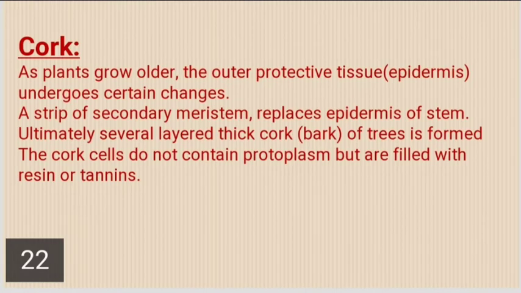Second type of protective tissue in plant is cork. As plants grow older, the outer protective tissue, that is epidermis, undergoes certain changes. A strip of secondary meristem replaces epidermis of stem. Ultimately, several layered thick cork of tree is formed. The cork cells do not contain protoplasm but are filled with resins or tannins.